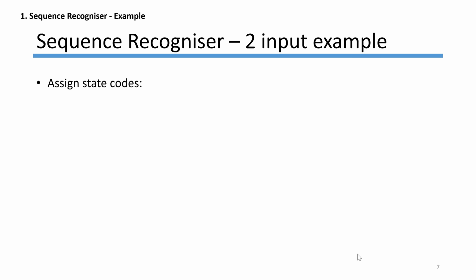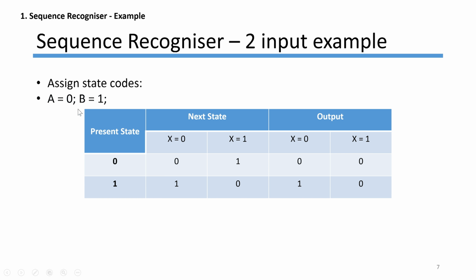Now, after you have your state table, you should assign state codes to them. So in our example, we have two states, A and B. We can code that with A equals 0, B equals 1. So if we encode that, take note that where the present state is 0, that is A, and where the present state is 1, that is B. As you can see, at state 0, if the input is 0, you remain in state 0. But if at state 0 you input a 1, you transition to state 1, and so forth.